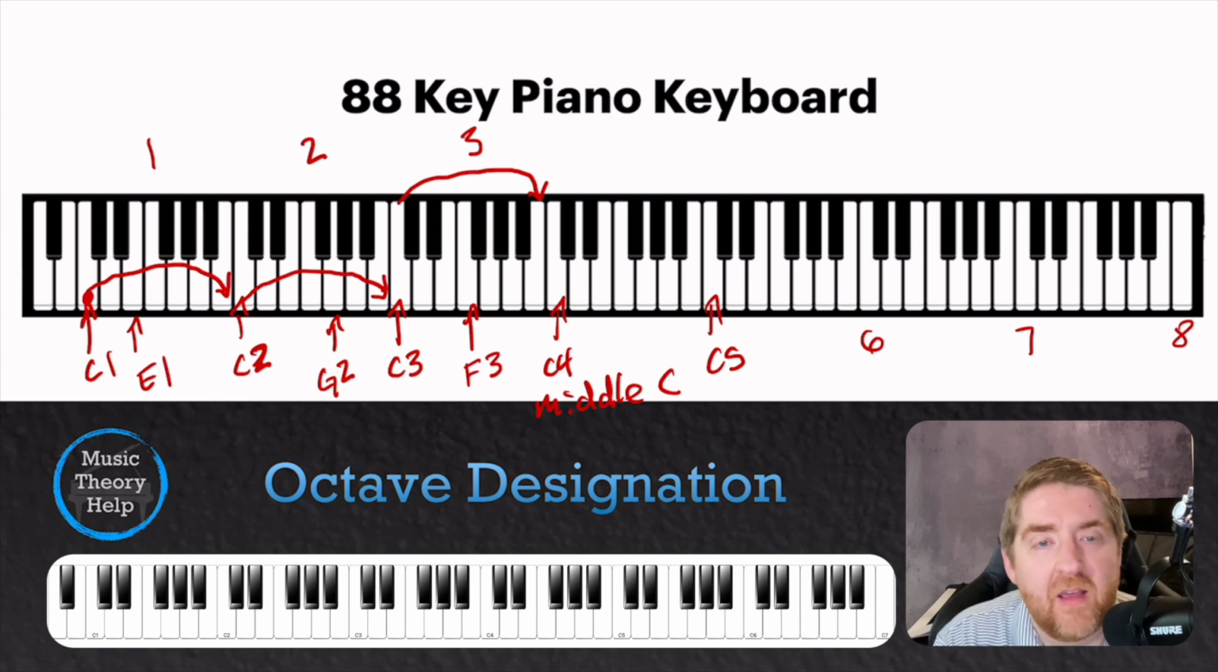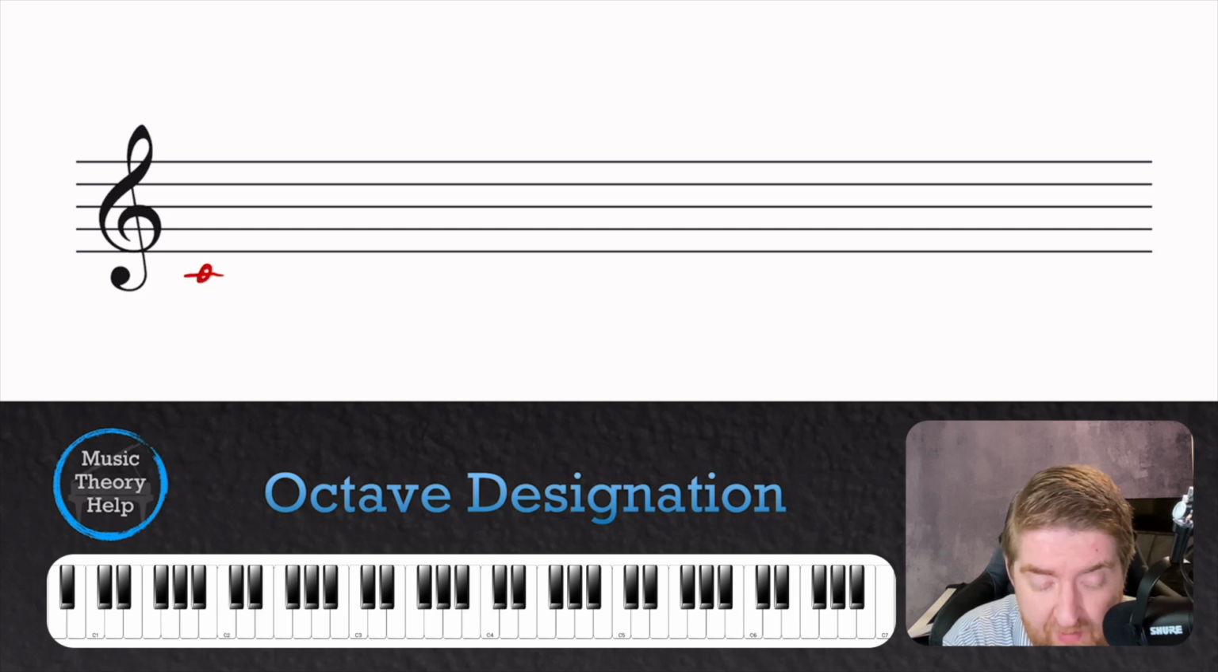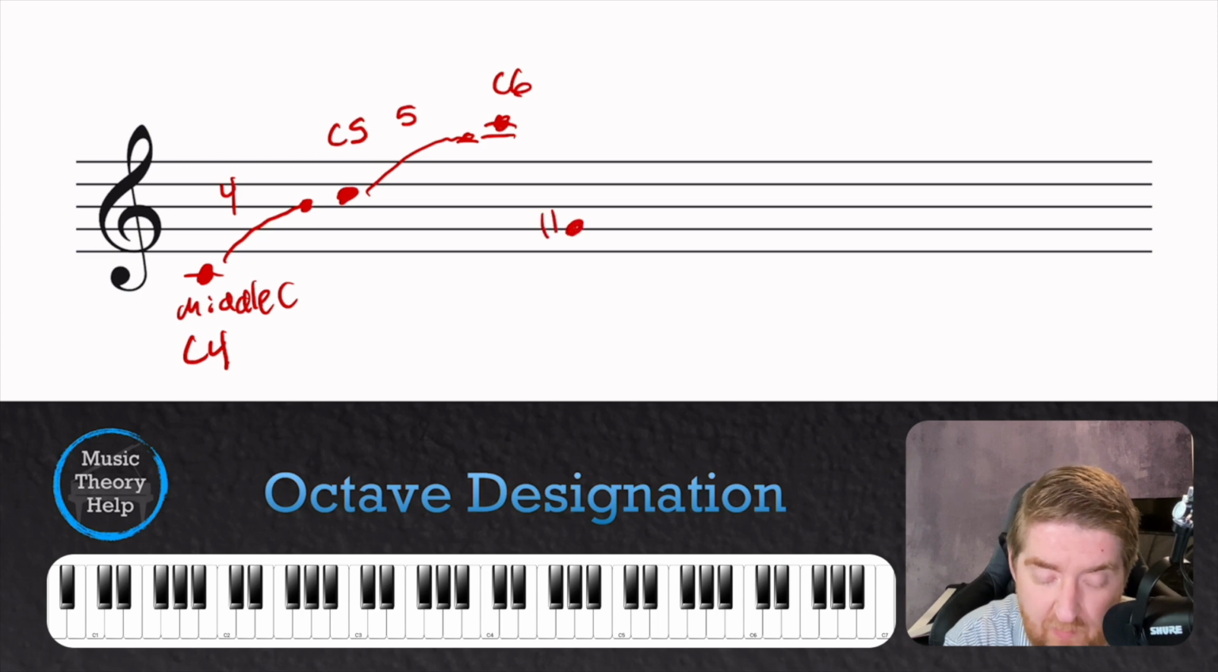This really isn't that hard to understand how it works, but sometimes it can be a little confusing when we're looking at it on the staff. Again, the important thing to know is that middle C is C4. The C an octave higher would be C5, and the C an octave higher than that is C6. So everything from middle C up to this B is in the fourth octave. Everything from C5 up to the next B would be in the fifth octave, and as you go higher, we're in the sixth octave.